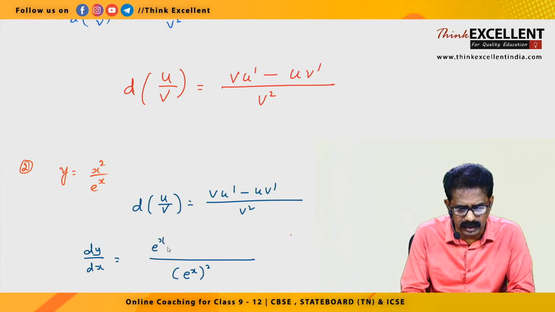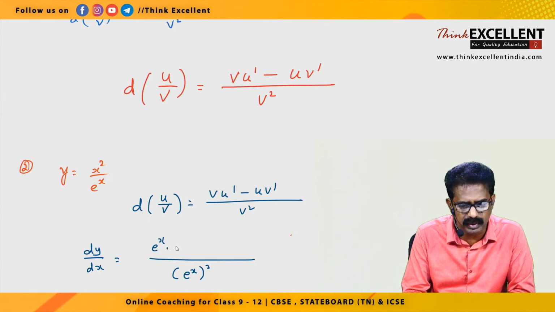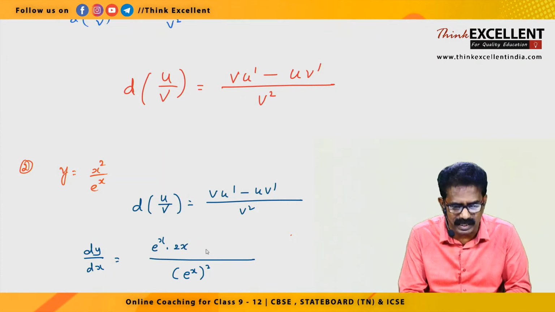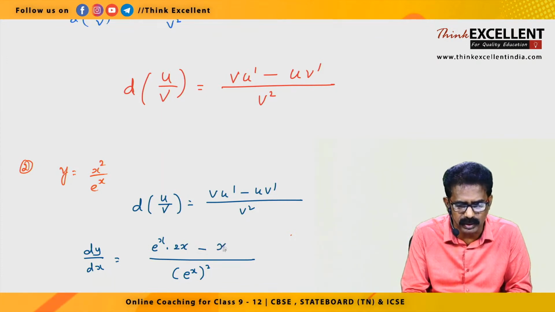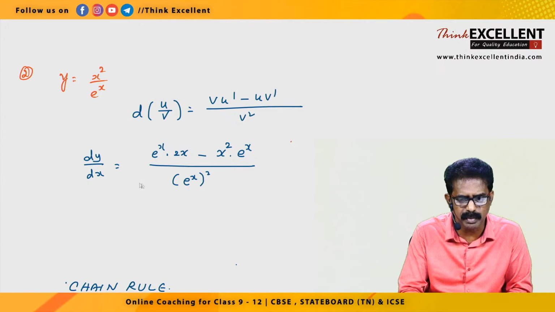e raised to x into the derivative of the numerator, x square, derivative 2x, right? Then a very important thing: you put minus, numerator x square into the derivative of the denominator, e raised to x. Now simplification. See what is common here?